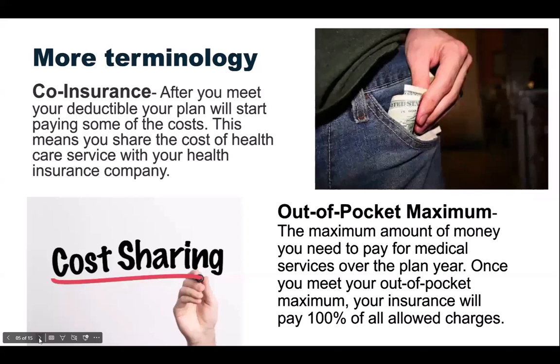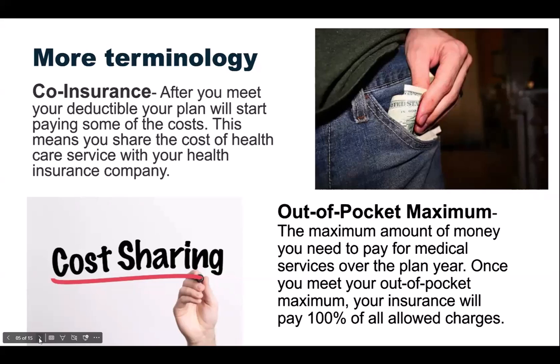Next is coinsurance. Coinsurance is when you've hit your deductible and now you're starting to share the cost of claims with the insurance company. We call ours a 70-30 or an 80-20, meaning that the insurance company will start paying 70% of the claim and you pay 30%, or they'll pay 80% and you pay 20%. Again, this is going to vary between employers and how they design their plan on what that cost share is. But that's what coinsurance means: you're now sharing the cost of claims with the insurance company.